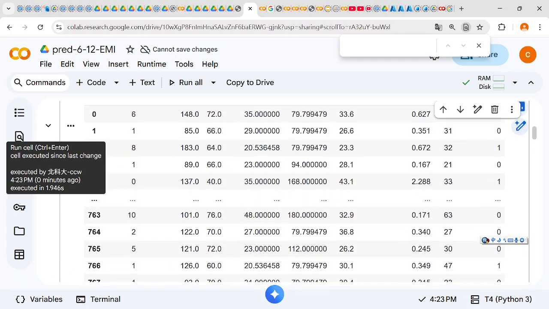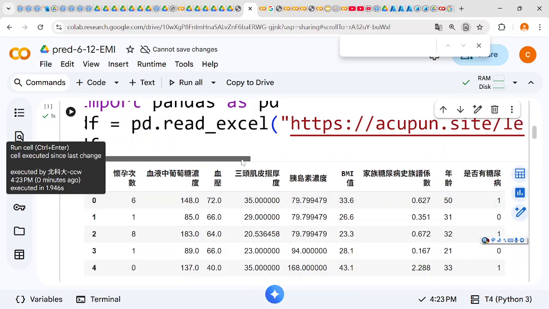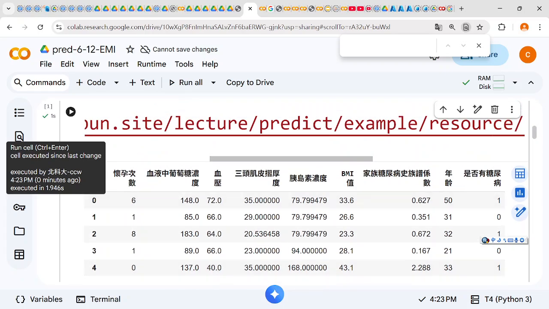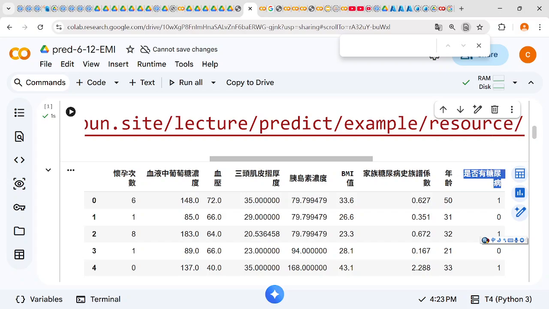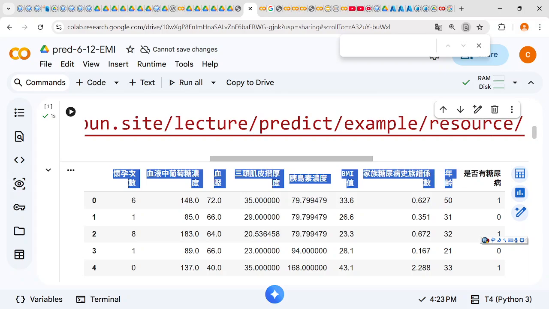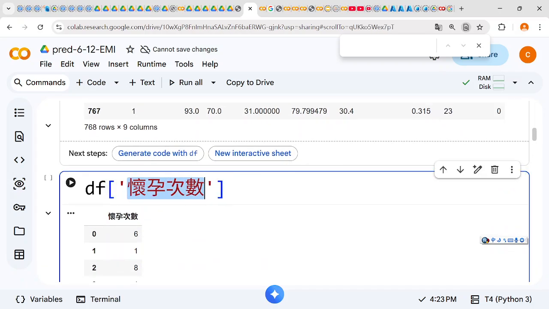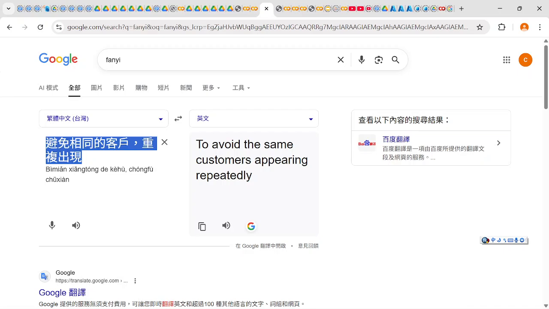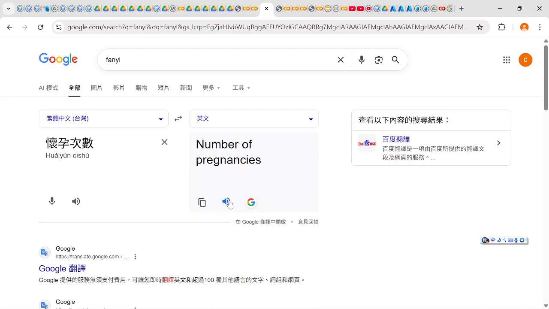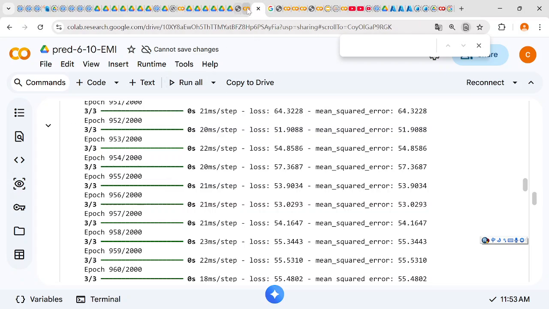And now here we can find that in this data set, the Y is this column, whether diabetes occurred. The features columns are like these columns. For example, this is for the number of pregnancies. Number of pregnancies.